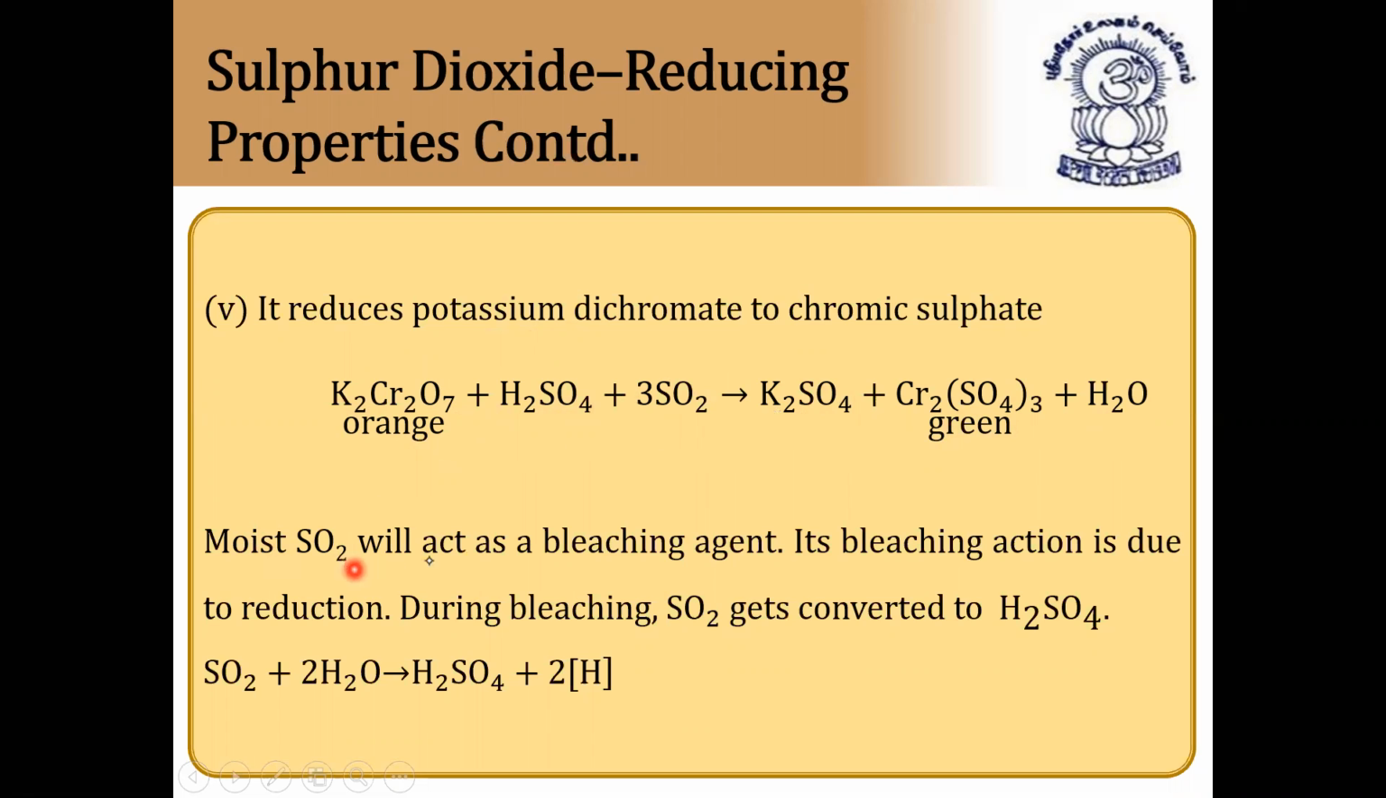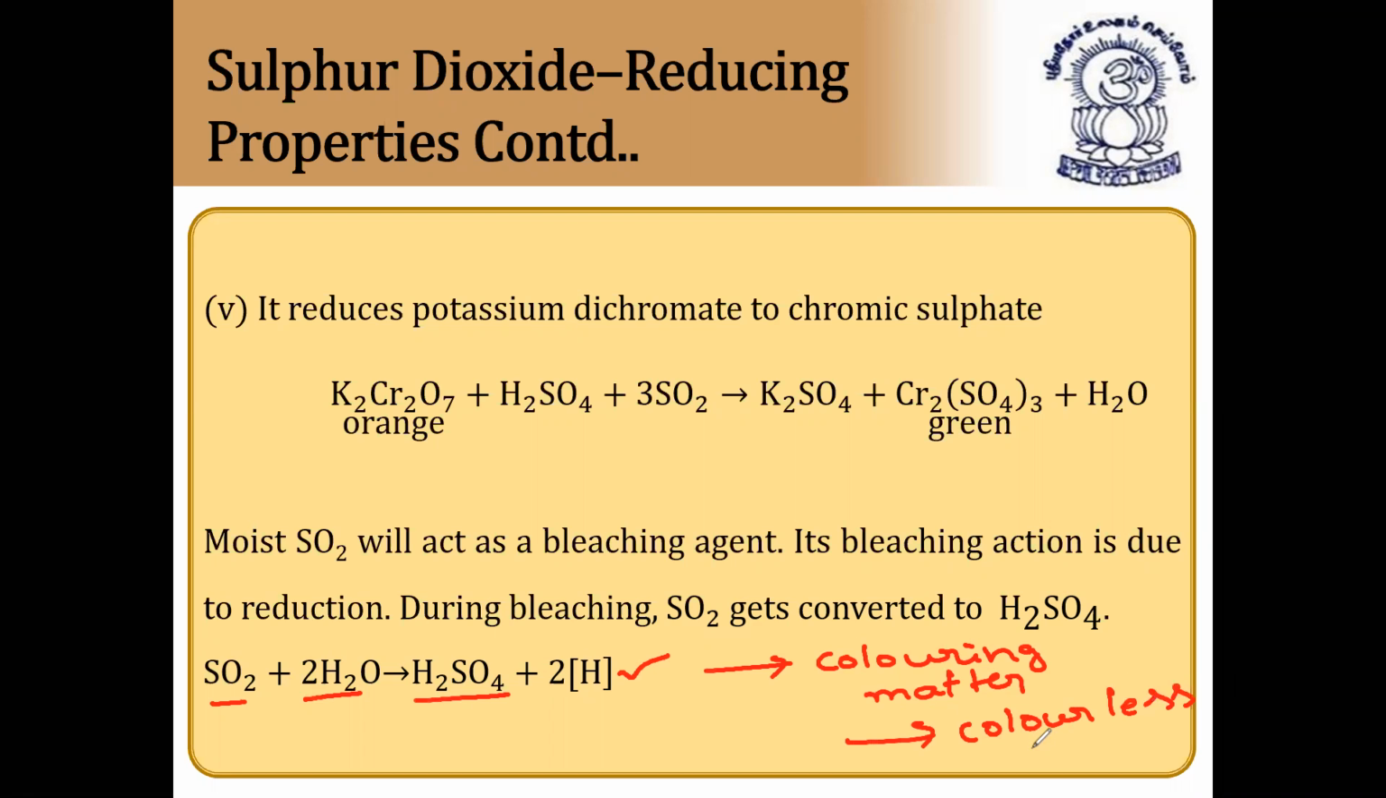Moist sulfur dioxide will act as a bleaching agent. Its bleaching action is due to reduction. During bleaching, sulfur dioxide is converted into H2SO4 and it releases nascent hydrogen. So this is the bleaching action of sulfur dioxide. Again, I'll explain. Sulfur dioxide with water forms sulfuric acid along with nascent hydrogen. This nascent hydrogen attacks the coloring matter and makes it colorless.